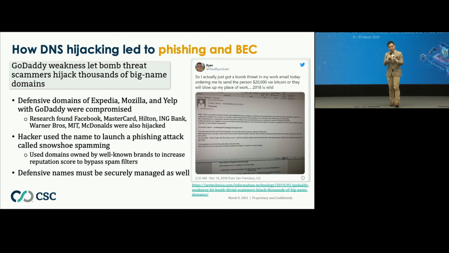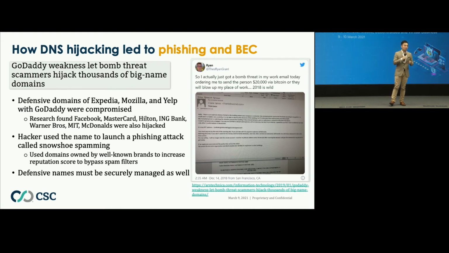Now, let's go back to phishing as well. A lot of different large companies like Expedia, Mozilla, Yelp, Facebook, MasterCard, and McDonald's all got compromised in some way. Not the main site, but their defensive registrations. A hacker, or maybe a group of hackers, launched a particular phishing attack called snowshoe spamming. What this does is hijack the defensive names of the corporations and use these domain names to launch phishing attacks against their customers.